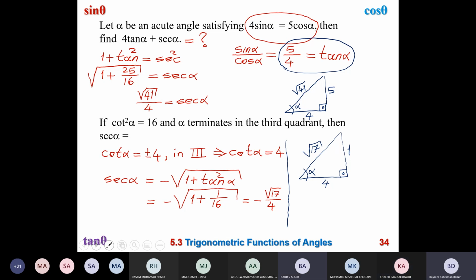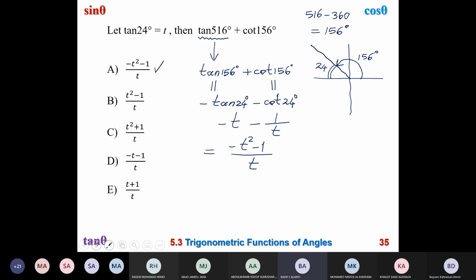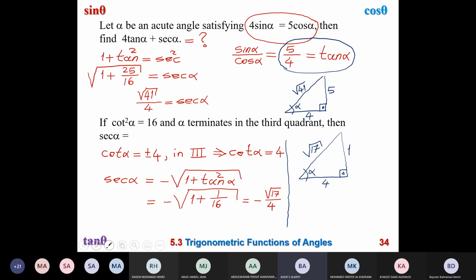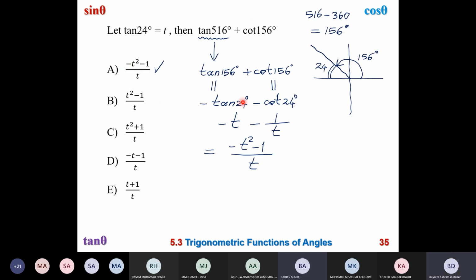Doctor, is tan 24 equal to sine 24 over cosine 24? Yes, of course I can write it like that. It is a rule: tangent theta is sine theta over cosine theta, where theta is any theta. Okay, thank you. Very good.